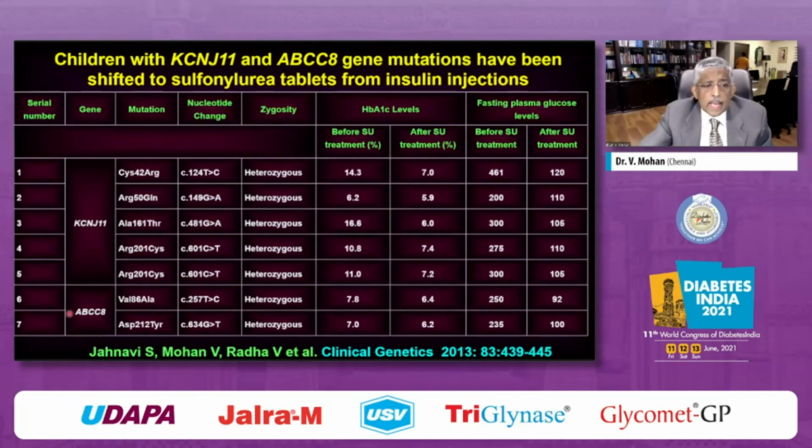If they have either an ABCC8 mutation or a KCNJ11 mutation, before sulfonylurea treatment, that's the A1C, 14, 16, 10, 11. After sulfonylurea, you can see it's 7, 5.9, 6, 7.4, complete response. Similarly, the fasting blood sugar also coming down.